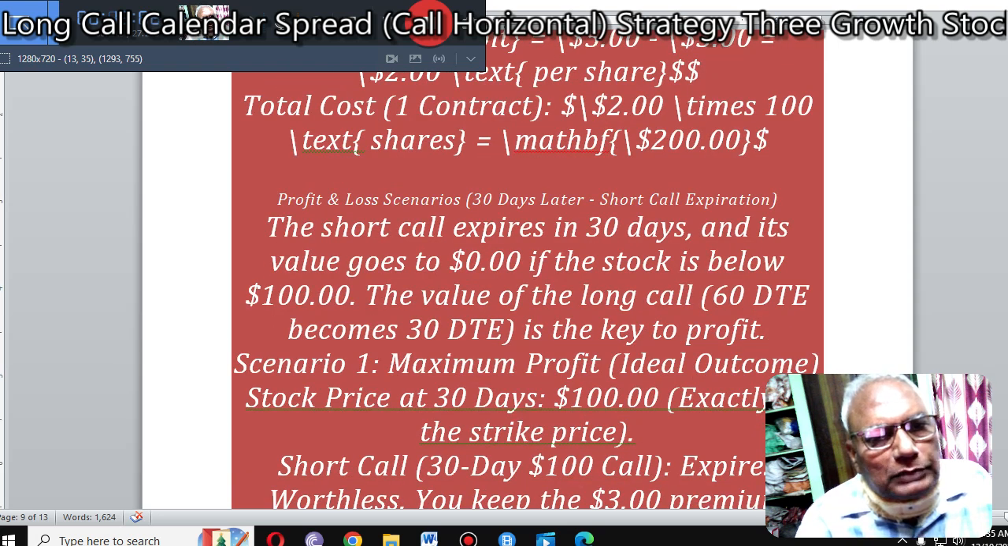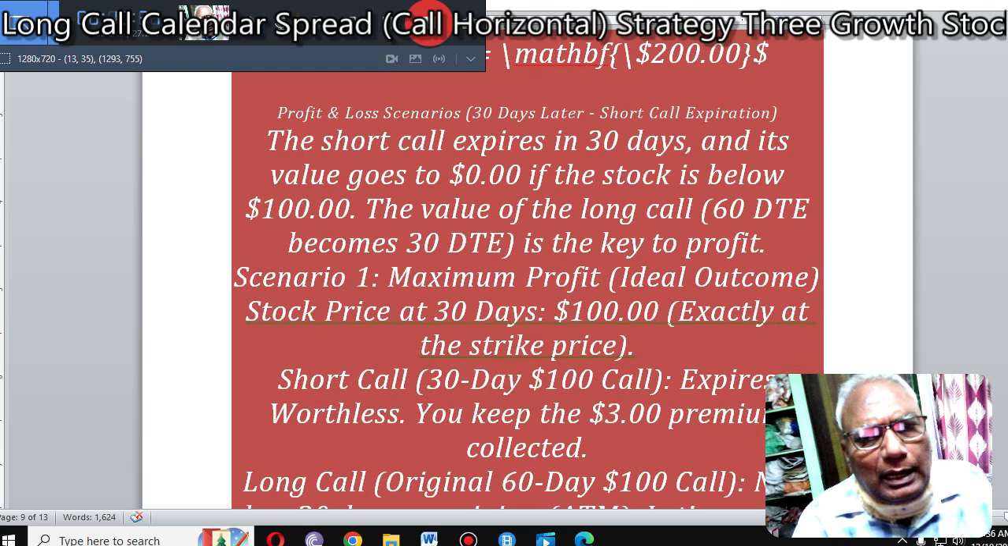Profit and loss scenarios, 30 days later, short call expiration. The short call expires in 30 days and its value goes to $0. If the stock is below $100, the long call, 60 DTE, becomes 30 DTE. The date of expiry is the key to the profit scenario. Scenario one, maximum profit, the ideal outcome: stock price at 30 days is $100, exactly at the strike price.